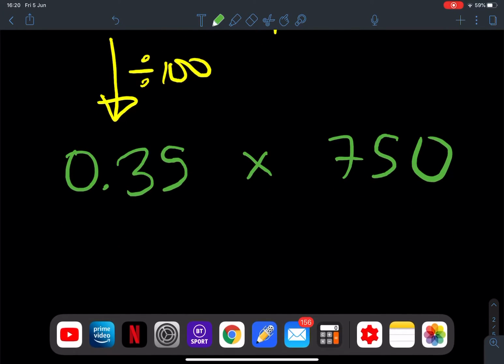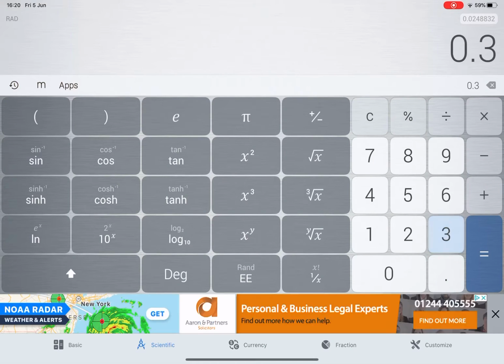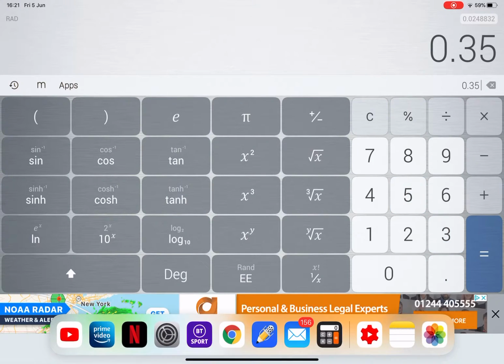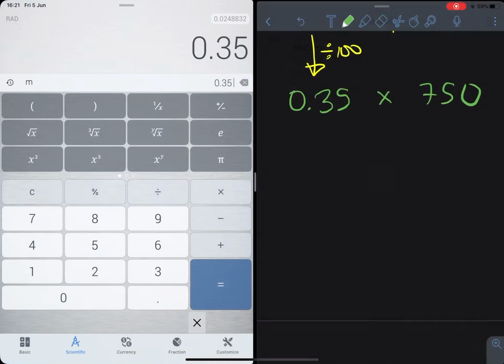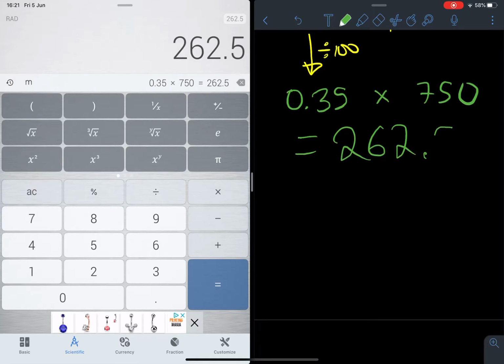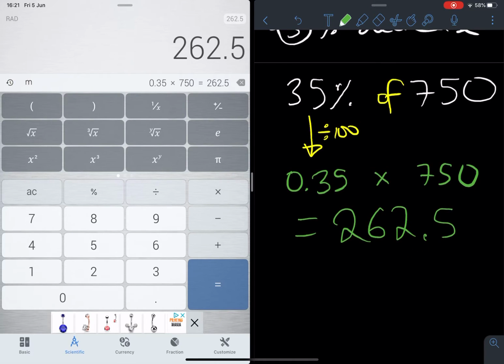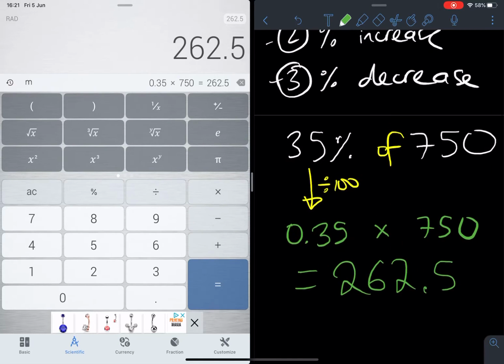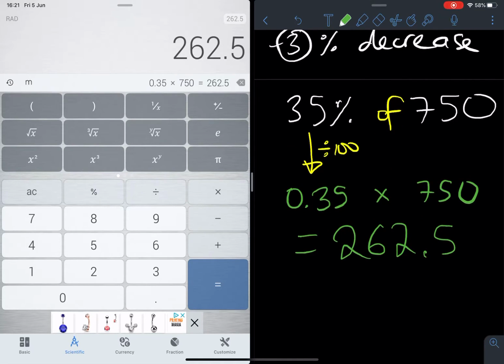So if I do that, 0.35, put that to the side over there, 0.35 times 750, which is equal to £262 or 262.5. Now, this is slightly different from the method that if we were using it without a calculator, we would do 10%, then 30%, then work out 5%, which is a bit longer. So that is working out 35% of an amount.